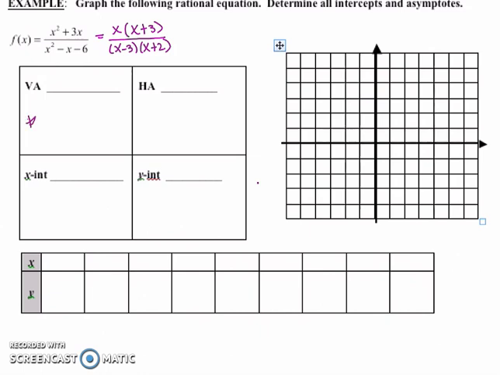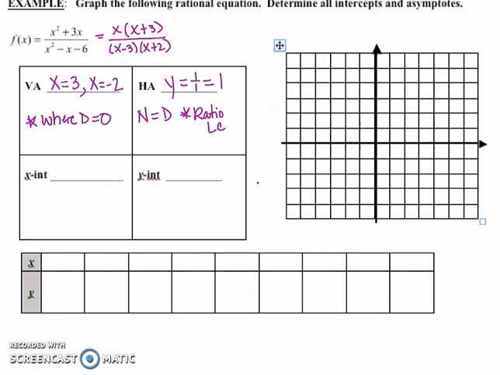Okay, so let's start with our asymptotes here. We know that we have vertical asymptotes where the denominator equals 0. So in this case, the factor x minus 3 will equal 0 when x is 3, and the factor x plus 2 will equal 0 when x is negative 2. In the horizontal asymptote, the degree of my numerator is equal to the degree of my denominator. So my horizontal asymptote is going to be a ratio of the leading coefficients. And once again, this is 1 over 1.